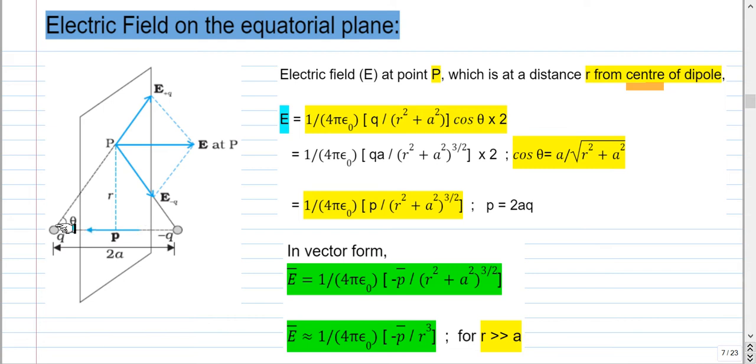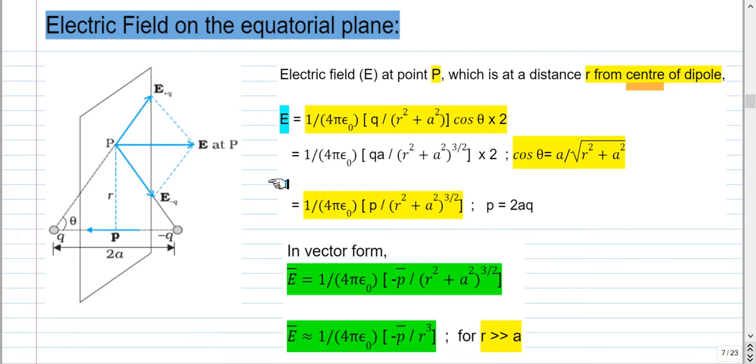And cos theta can be found from this triangle. This side is a, half the size of the dipole. So cos theta is a divided by the square root of a square plus r square. So using that, we get the expression for the electric field as 1 by 4 pi epsilon naught, P divided by r square plus a square to the power 3 by 2. We have combined q and 2a as P, the dipole moment vector magnitude.